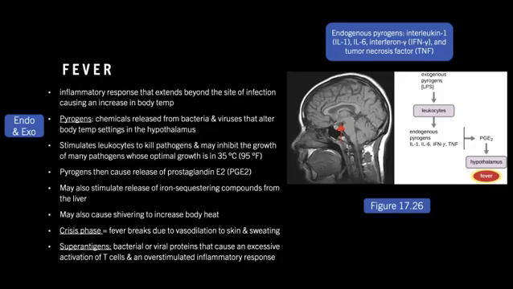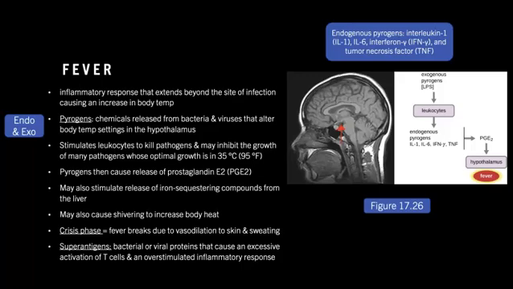and may inhibit the growth of a lot of pathogens because their optimal growth temperature is 35 degrees Celsius or 59 degrees Fahrenheit. Having that higher temperature can also release iron sequestering compounds from our liver so that we are limiting the iron that's available to our pathogens, and essentially it starves the microbes. We may also start shivering, which will help increase our body temperature as well.